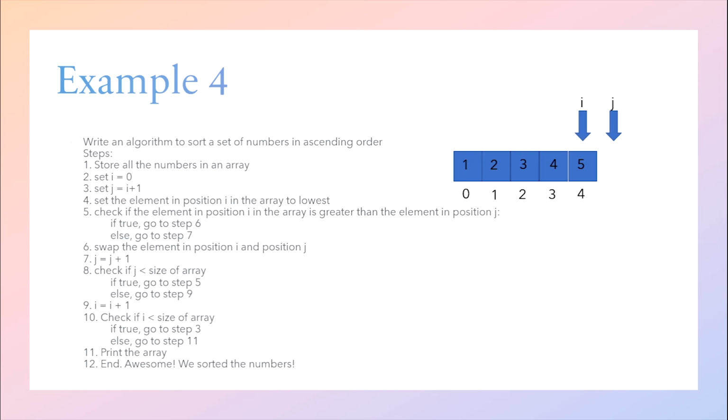So because that's true, because I is not smaller than size of array, we go to step 11 that tells us to print the array. So what we're just going to do after this is we're just going to print 1, 2, 3, 4, 5. And we have a sorted array.